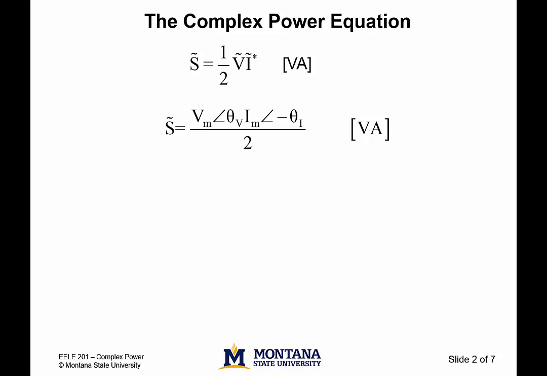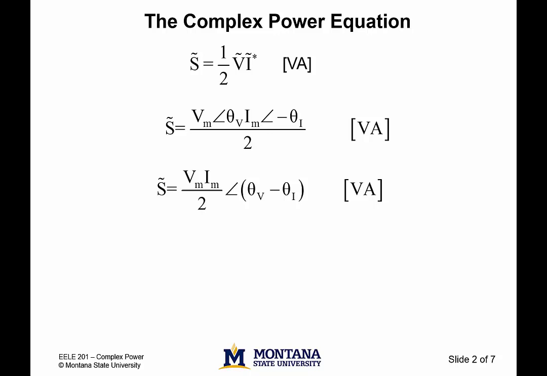This is the product of two complex numbers. Their net amplitude is the product of the amplitudes, and their combined phase angle the sum of the two phase angles. Therefore, we can write S phasor equals Vm Im over 2 angle theta v minus theta I.